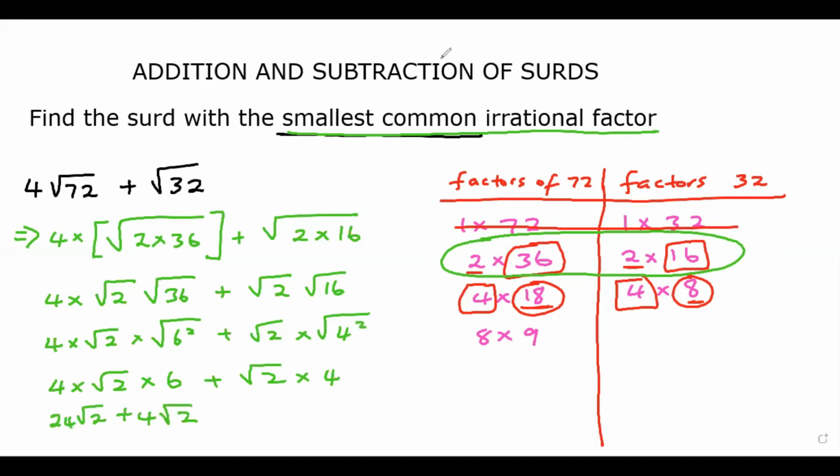Now, the reason why we'd want the smallest common irrational factor is because when we get to this point, the order and the radicand are the same for both of them, so we can simply add the coefficients. The answer will be 24 plus 4, which will give us 28. So it will be 28 root 2. And that would be the final answer.